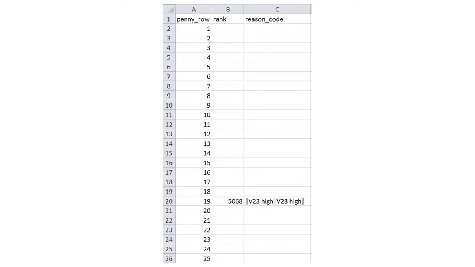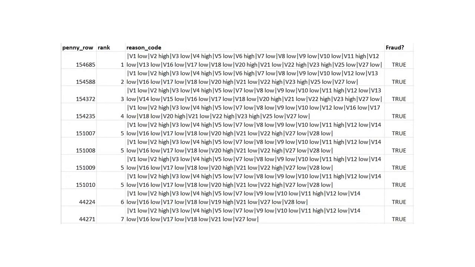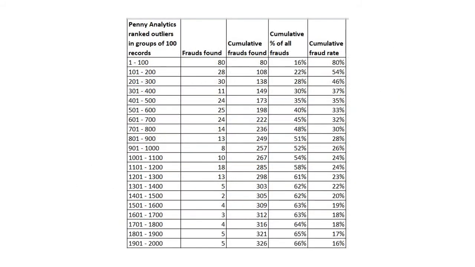In Excel, the first thing I do is to reattach the column that tells us whether the transaction is fraud or not. I then sort the results by the outlier ranking. Let's eyeball the top-ranked outliers. You can see that these top outliers are all frauds. Next, I take the top-ranked outliers and put them into groups of 100. In the first 100 records I found 80 frauds, that's 16% of all frauds.